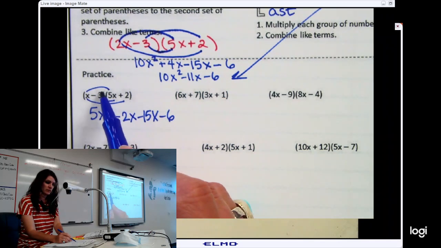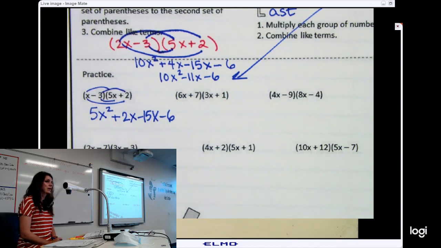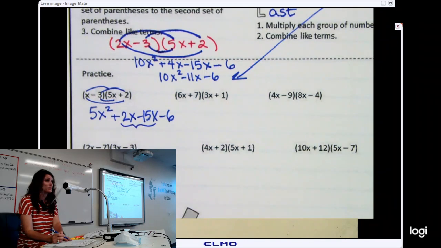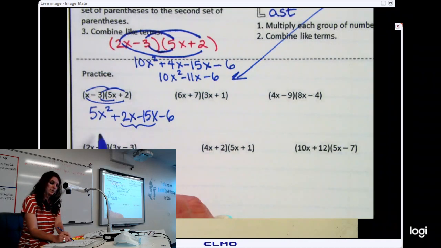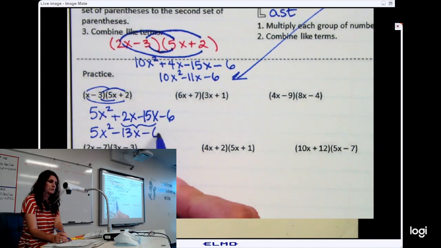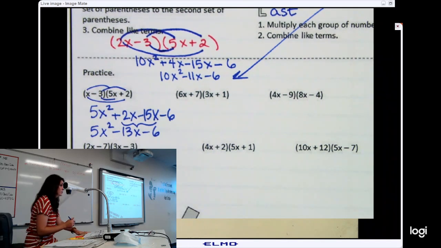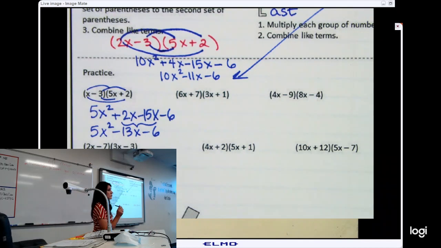I should have drawn these. Stop and look back for any like terms. Yeah, I'm going to have those middle 2 terms, and that's going to be very common in the problems that you're going to be doing over the next day. So let's see, I'm going to have 5x squared minus 13x minus 6. Okay, what I would like you to do now is try the next one on your own.